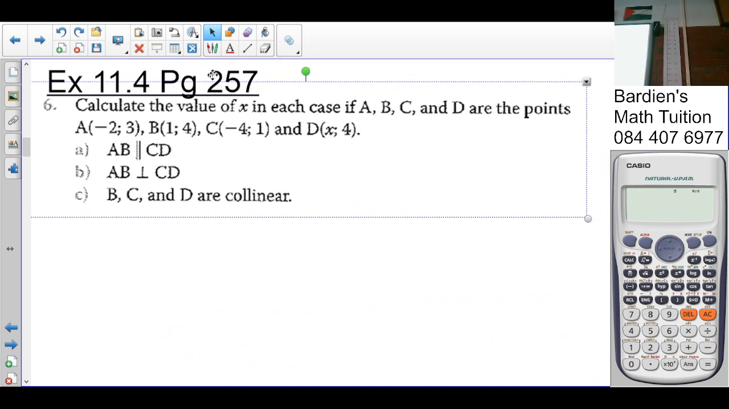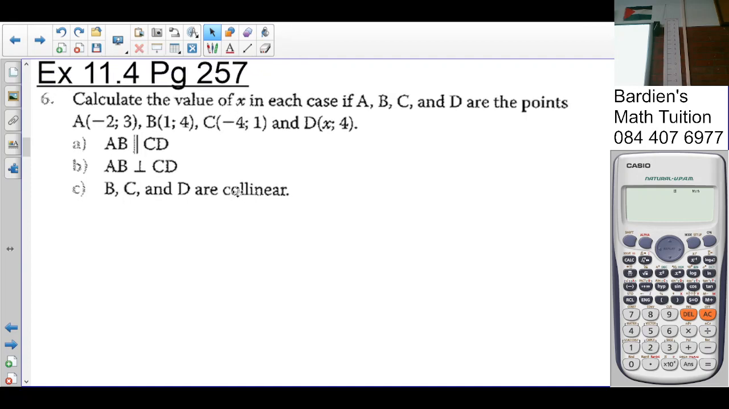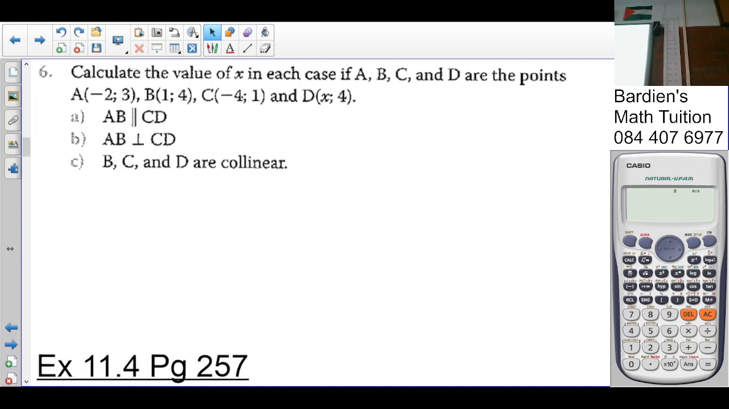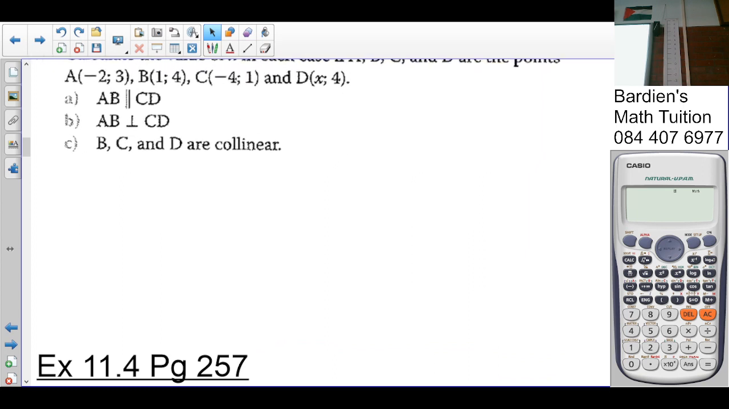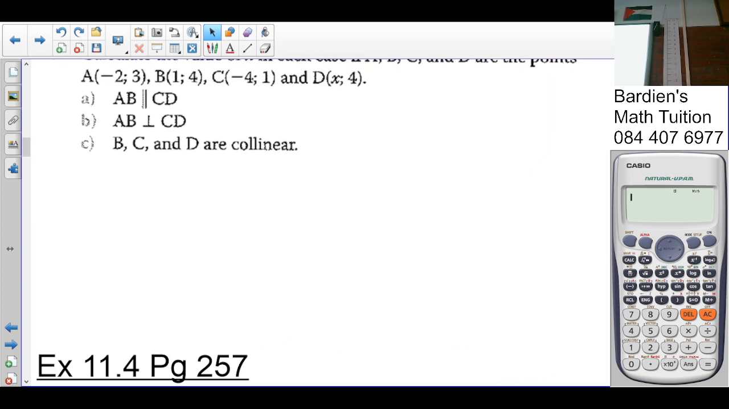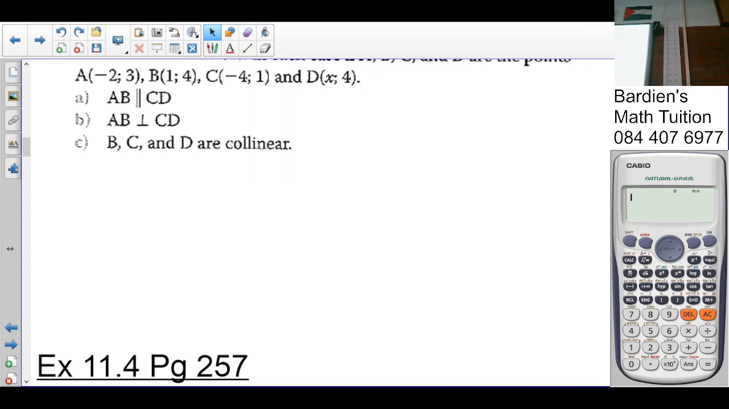Right, in question 6 we are told, calculate the value of x in each case if A, B, C and D are points given. If AB is parallel to CD. People, if lines are parallel, what do we know? Gradients are equal. Alright.